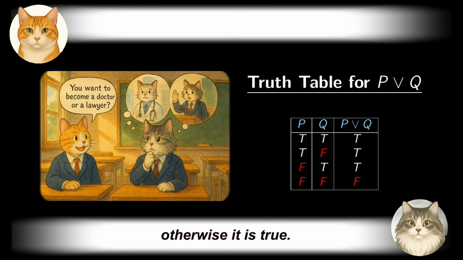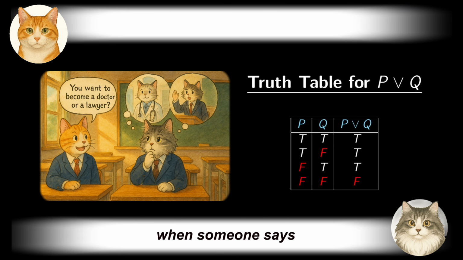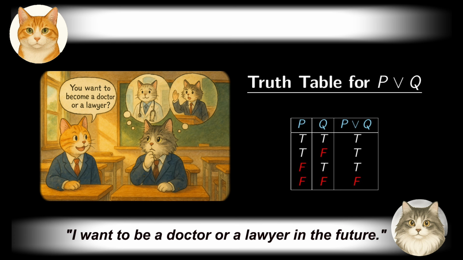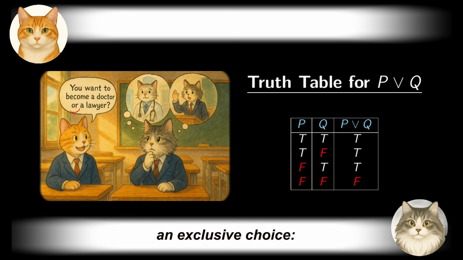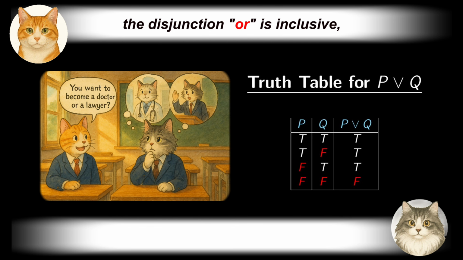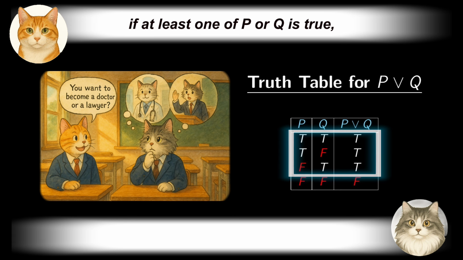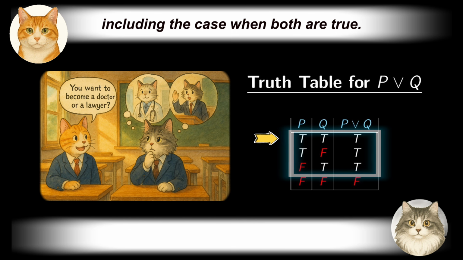Otherwise, it is true. We remind the reader that in everyday English, when someone says, "I want to be a doctor or a lawyer in the future," the word "or" typically implies an exclusive choice, one or the other, but not both. In logic, however, the disjunction "or" is inclusive. As we can see from the truth table, the statement P or Q is considered true if at least one of P or Q is true, including the case when both are true.